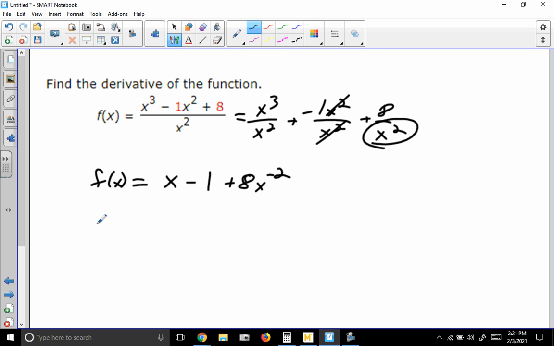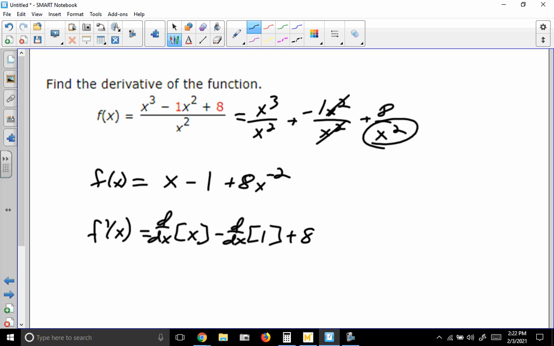So now if we want to take the derivative, we take the derivative of each term. The derivative of x minus the derivative of 1 plus, we can pull the 8 out front, and take the derivative of x to the negative 2. So we said that the derivative of x by itself is 1, the derivative of a constant by itself is 0, and for this last term, bring the negative 2 down, x to the 1 less power.